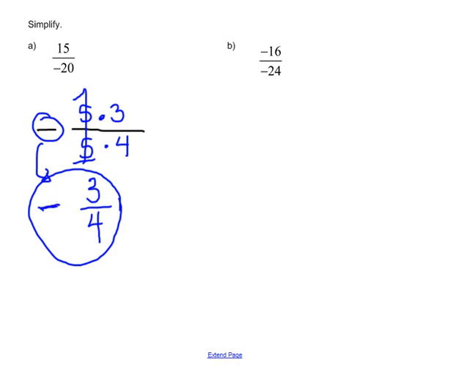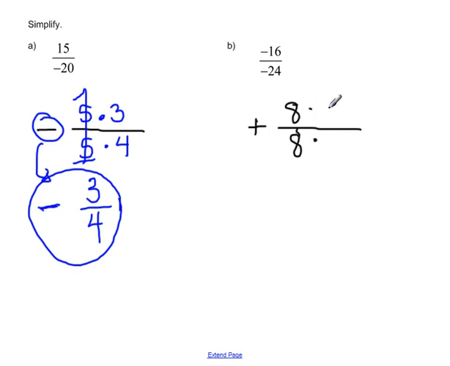Now the second problem, notice that we have a negative over a negative, and we know by the rules of division, a negative divided by a negative is always going to give me a positive. And then as we look to 16 and 24, thinking about the greatest common factor, remember we always want the biggest common factor, because 2 goes into both of these, 4 goes into both of these, but the greatest common factor is 8. And so we're going to rewrite each of these as 8 times something.